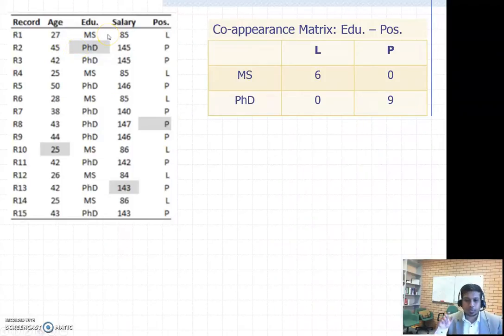If both attributes in the pair are categorical attributes, then you can directly build this coappearance matrix. But if one of the attributes is numerical, then you have to discretize the numerical values into different bins or categories, and then you can do the coappearance analysis.